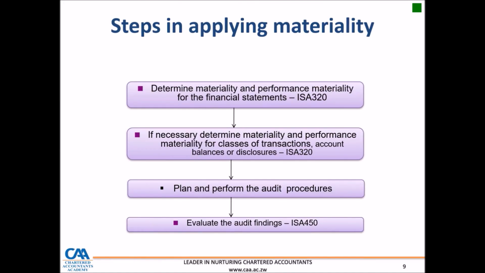So, what are the steps in applying materiality? You want to determine materiality and performance materiality for the financial statements. This guidance is found in ISA 320. If necessary, determine materiality and performance materiality for classes of transactions, account balances, or even disclosures, also guided in ISA 320. Plan and perform the audit procedures. Then, from the work that you have done, you evaluate the audit findings ultimately, because the auditor wants to express an audit opinion on the financial statements.